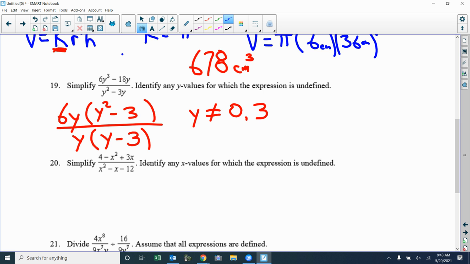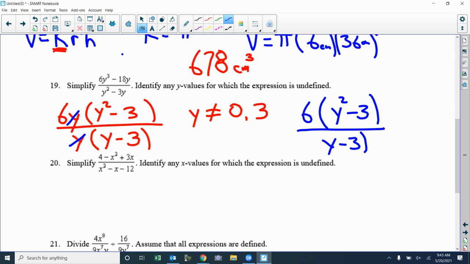Well, we can. There's something that does cancel, and that would be this y, and this y can cancel. So our simplified expression would be 6 times y squared minus 3 over y minus 3. Don't try to cancel those because they're not the same.